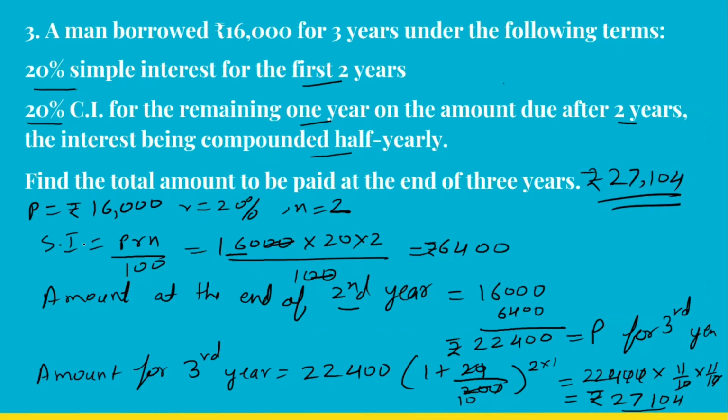Got it? So what did we do? First, we found the simple interest for the first 2 years. Then we found the amount at the end of the second year, which is 22,400, principal plus interest. And this amount at the end of the second year is going to be the principal for the third year. And for the third year, it is being compounded half yearly. So we use the half yearly formula for 1 year, so 2 into n, which is 2. And on simplifying, we get this as 27,104. Got it?